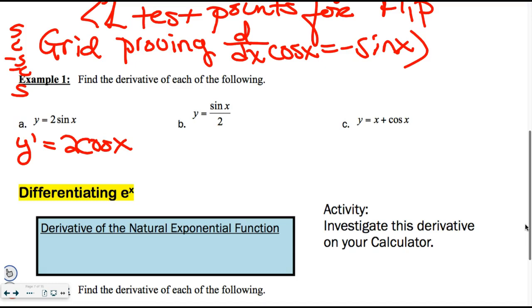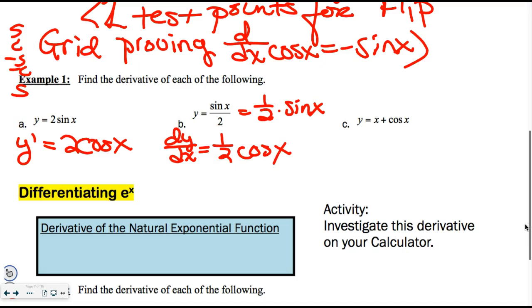Constants stay put. All right, this one has a constant. I'm going to write this one as dy dx. It's really 1/2 times sine x. Constants stay put. And what's the derivative of sine? Cosine. Boy, is that hard, right? Man, did I just blow your mind, Ellie? That's hard stuff. Just kidding.